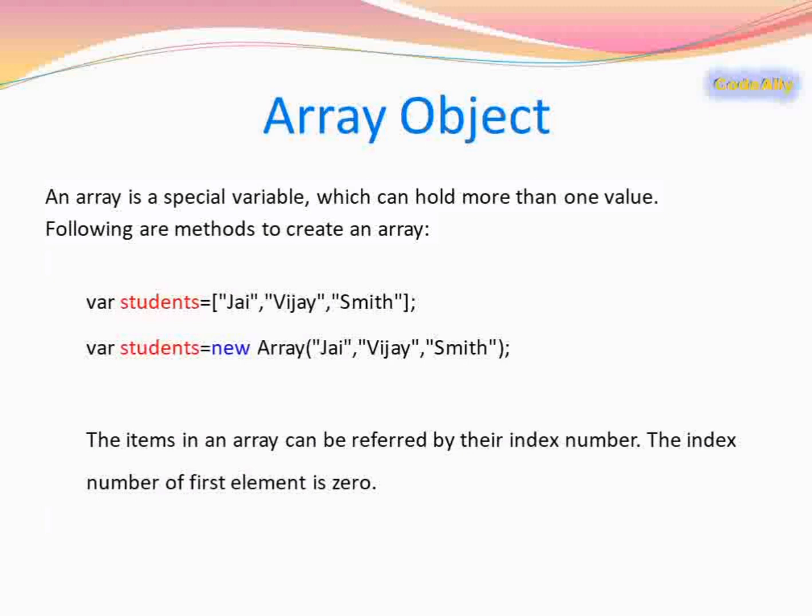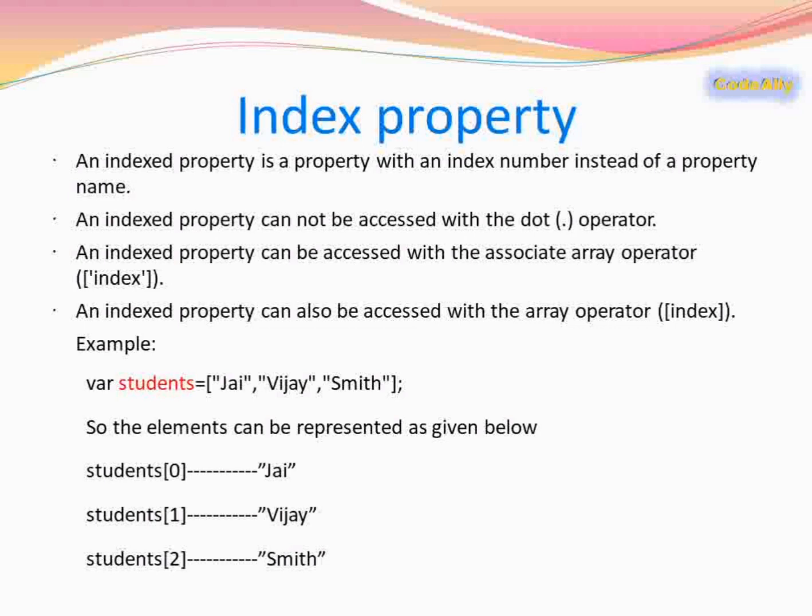The items in the array are referred to only by their index numbers. The index number of the first element will always be 0. You can access an element using its index, but the index cannot be accessed with the dot operator. Instead, we need to use the associative array operator, which means you specify square brackets, and in single quotes you can specify the index number, or you can write just square brackets with the index number.